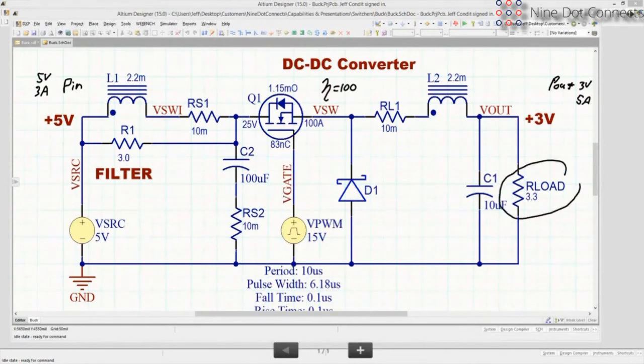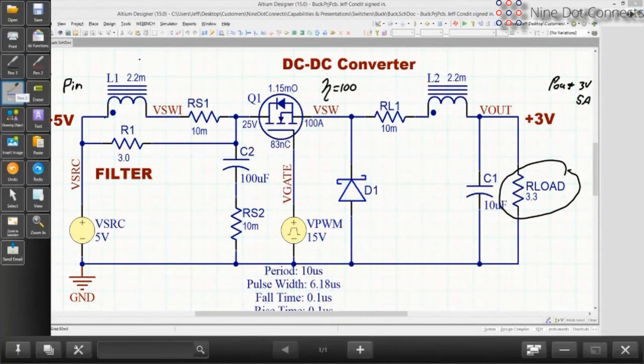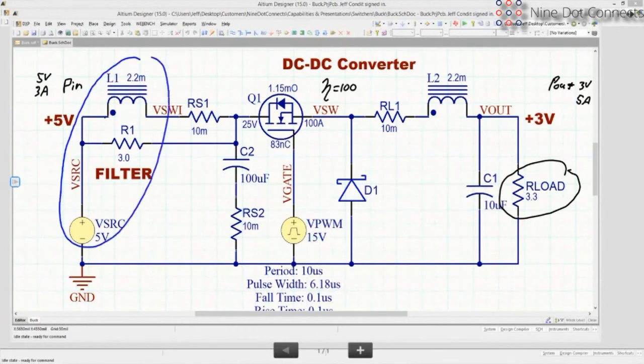So the load will determine that, but it will draw whatever it needs. But the 5 volt to 3 volt is being stepped down in this converter. So how does it work? Well, it turns out there's several things to notice about this. In the beginning, we end up with a filter. And the filter is pretty much to keep the current into the source from being badly behaved.